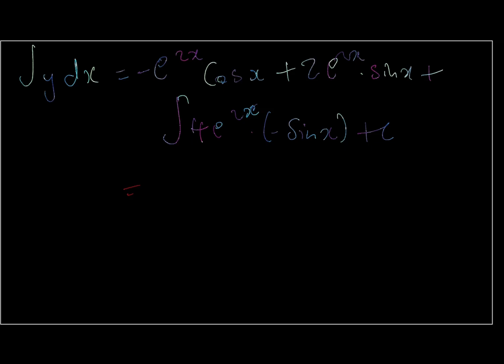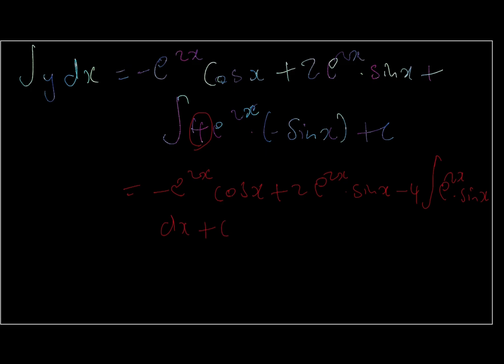this is not the answer, but we are simply putting things in order. Let's take out the constant 4. With this negative sign outside, it will be negative 4 times the integral of e to the 2x sin x dx plus c, which is the constant.